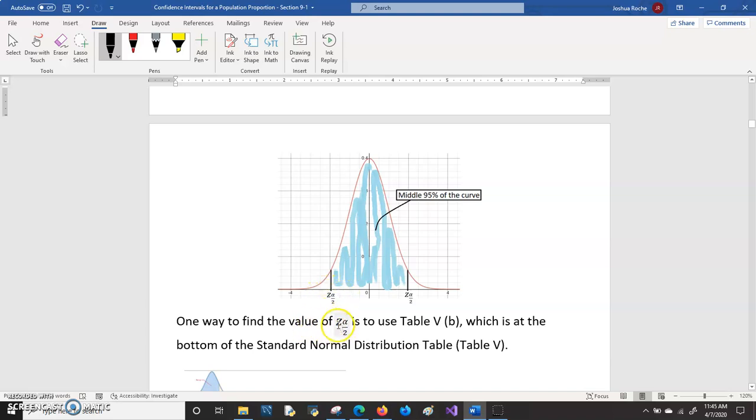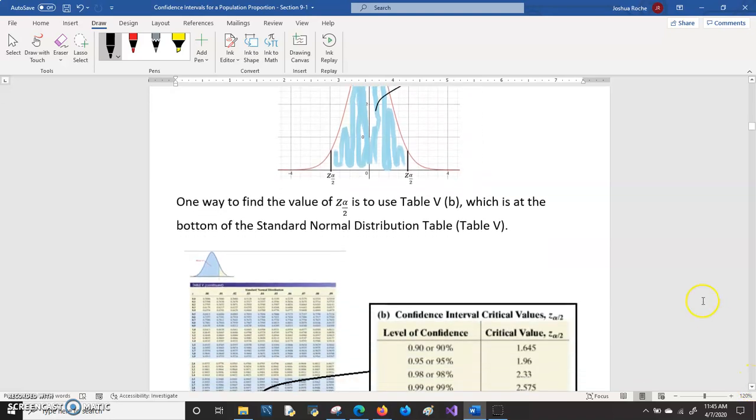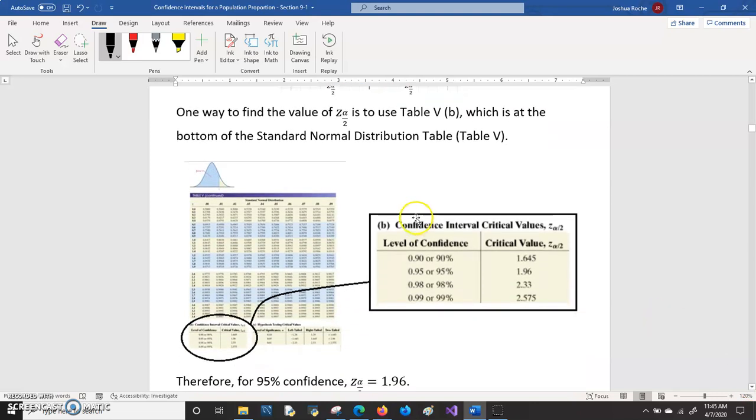One way to find the value of these cutoff z sub alpha over 2's is to use a table that's provided in our book. It's called Table 5b, and you can find it at the bottom of Table 5. So here's Table 5. At the very bottom, you'll see Table 5b, and you'll look up the level of confidence. So you want to have 95% confidence, and for that, the critical value for z is 1.96.